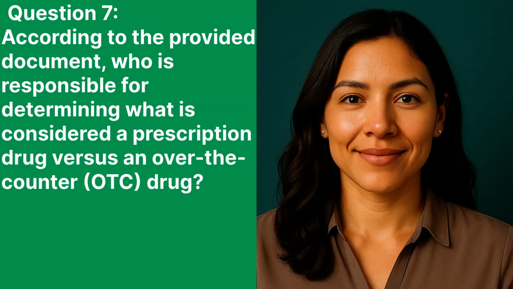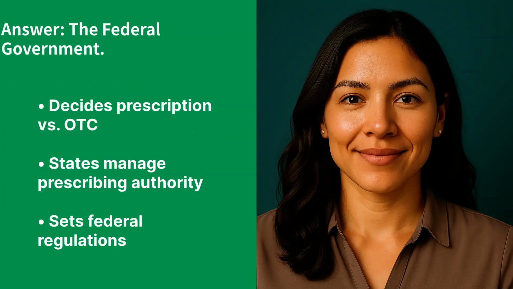Question 7. According to the provided document, who is responsible for determining what is considered a prescription drug versus an over-the-counter OTC drug? The correct answer is C. The federal government. The federal government decides what is a prescription drug versus an over-the-counter drug. States decide who can prescribe what and the scope of a practitioner's prescribing authority.